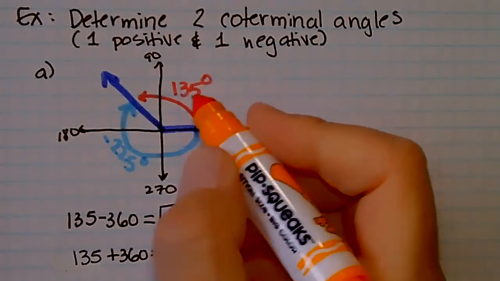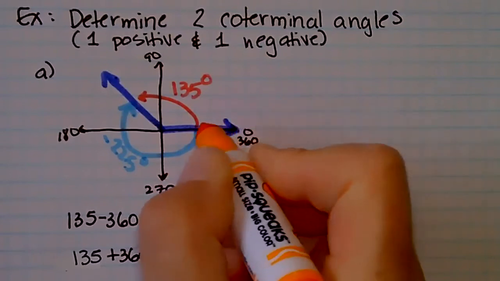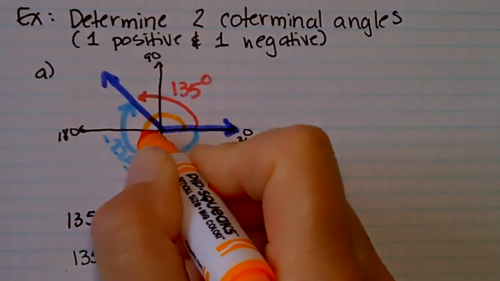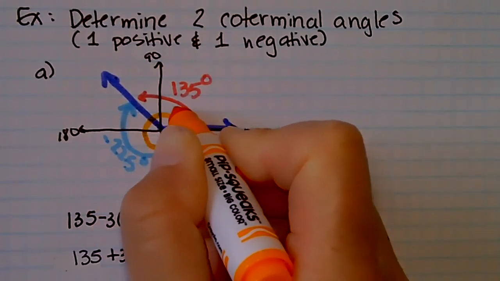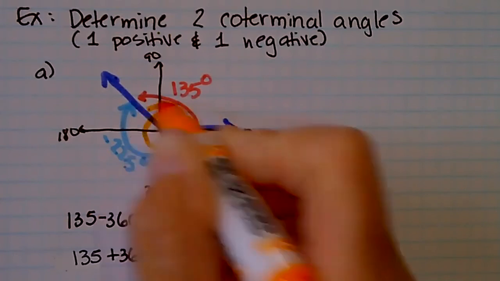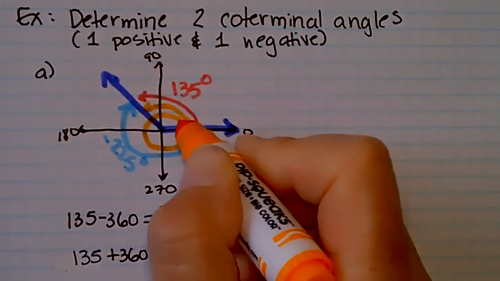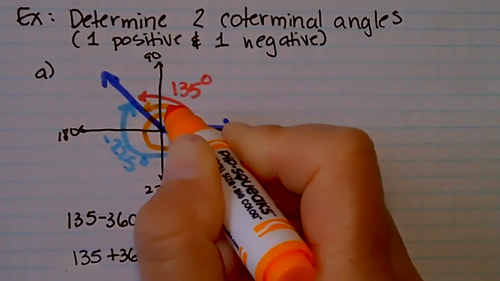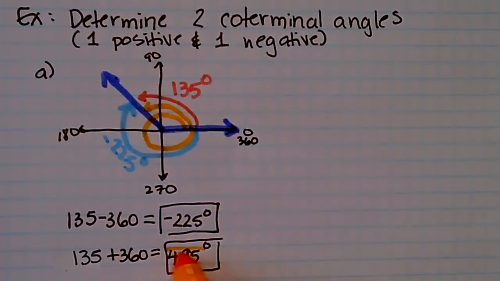So what's going to happen is for this one, I went 360, so I went all the way around once, and then I went to here. Okay, so I started here, I went 360, and then I went an extra 135, and that gave me this one here. So that's where that one came from.